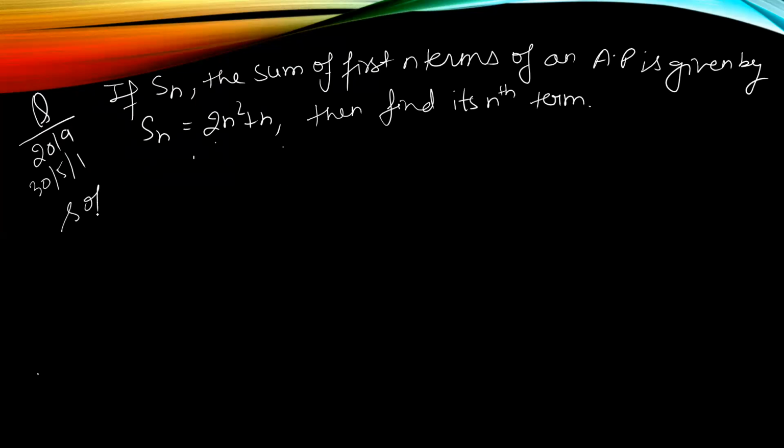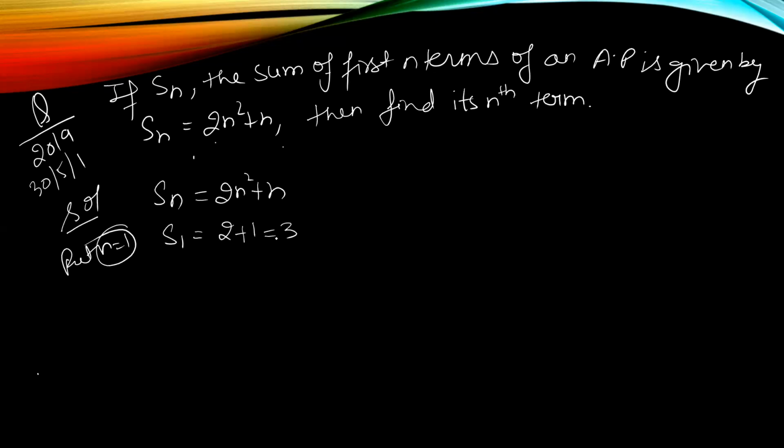So the solution is: we have an AP provided to us, and in that AP your Sn is 2n squared plus n. What we need to find out here is the nth term. So what is your first term? Your S1 is basically obtained by putting n equals 1. So you will get 2 plus 1, which is 3.